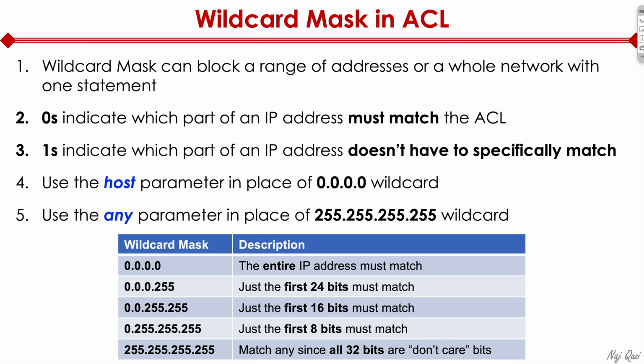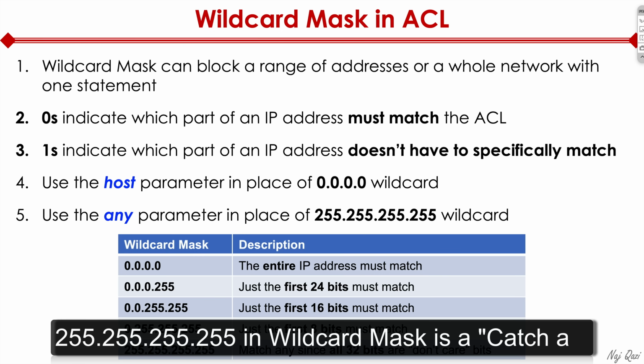So if you want to match the entire IP address exactly, then you're going to have to say 0.0.0.0. And if you want to match anything, then you'll say 255.255.255.255 at the very bottom, and that means all 32 bits can be matched because those are don't care bits.